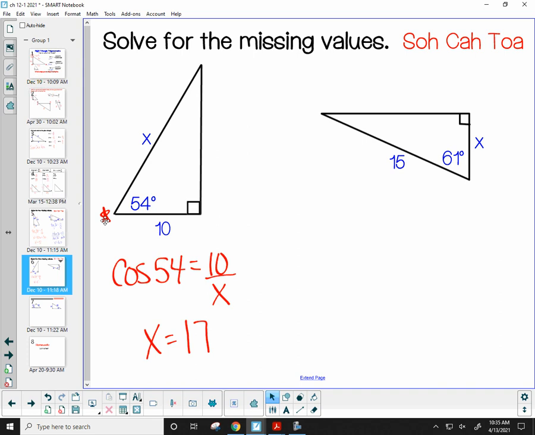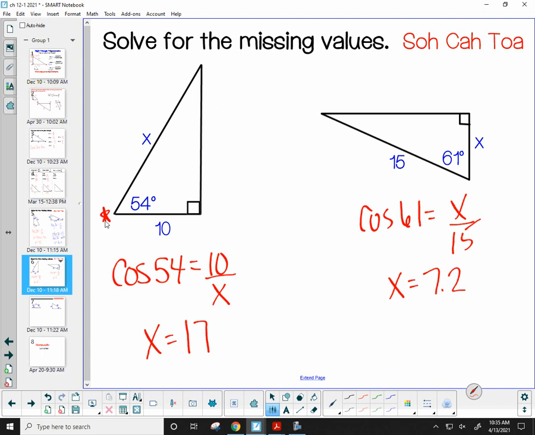Anyone like more time? All right, so which one is this going to be? Sine, cosine, or tangent? This is cosine because I have adjacent and hypotenuse. So the cosine of 61 equals adjacent over hypotenuse. Cross multiply, I need to multiply 15 times the cosine of 61. I had 7.2-ish, right? Am I right on that?